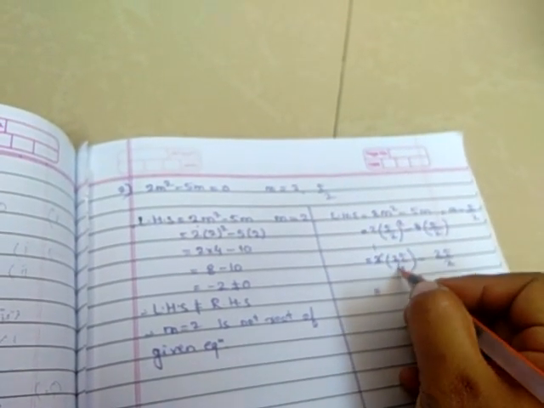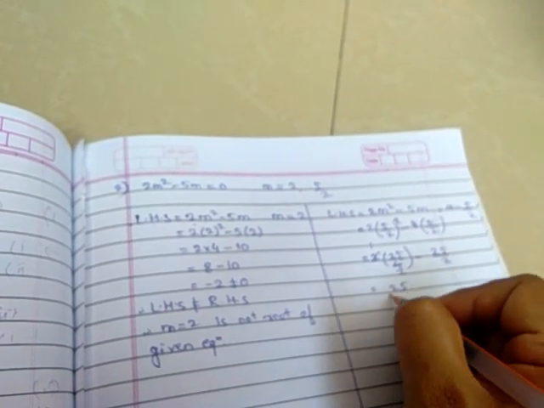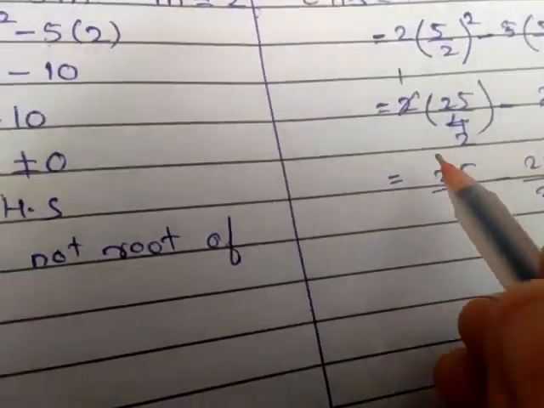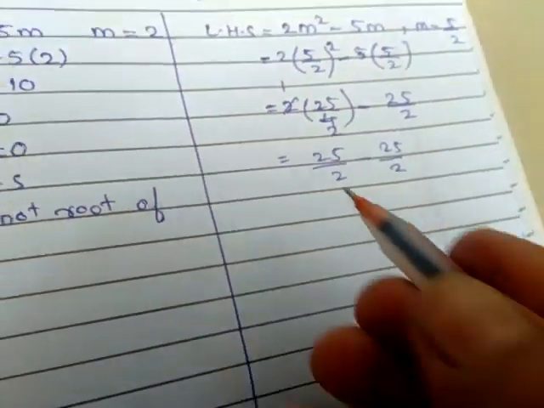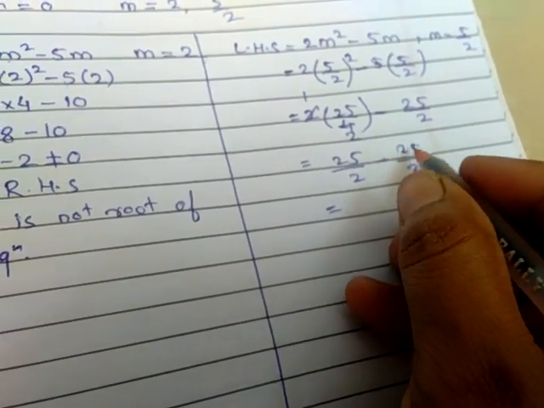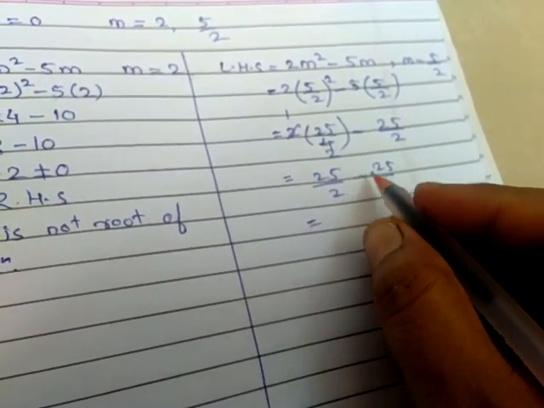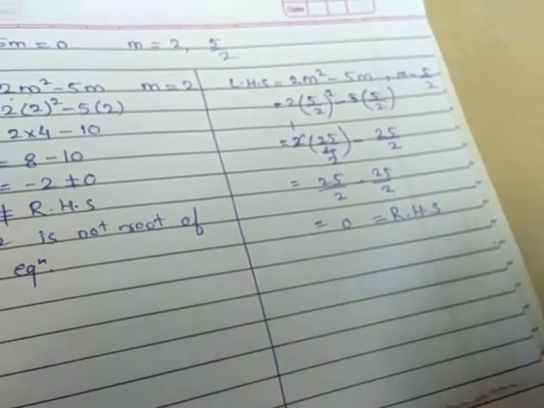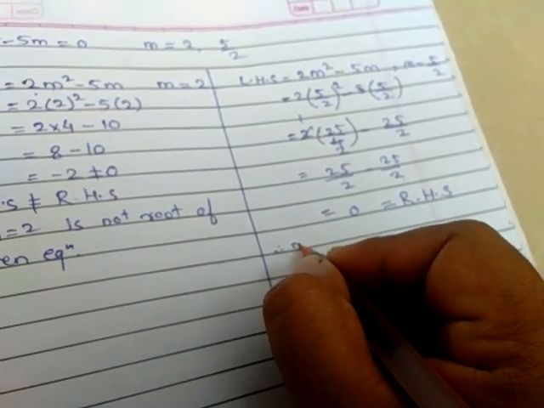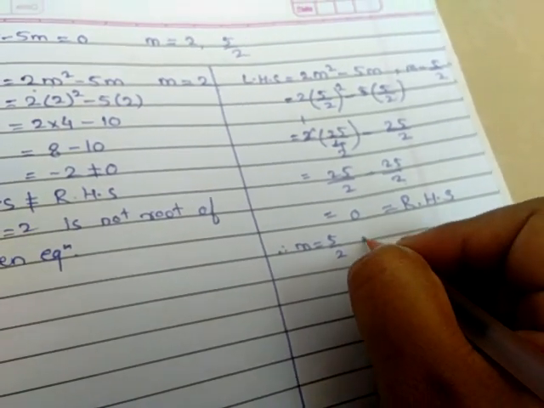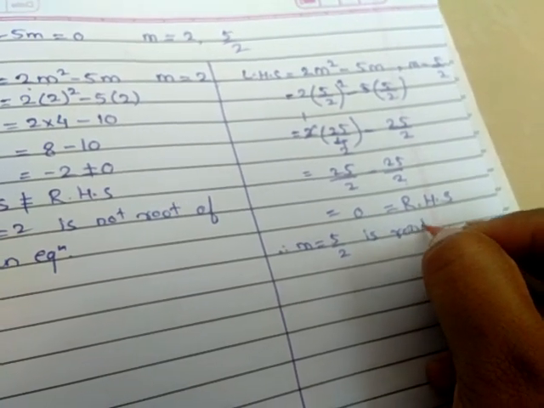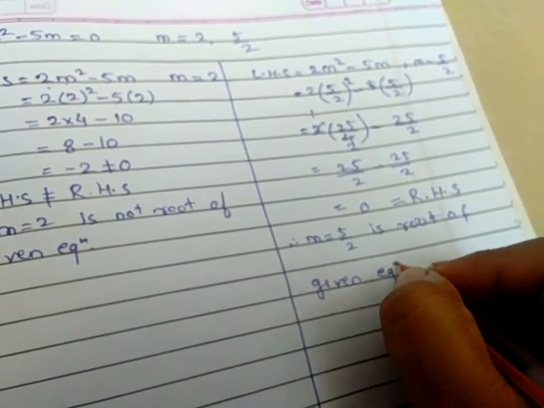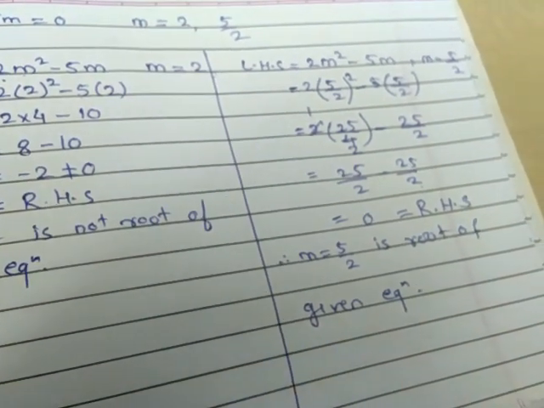So we can cancel: 2 ones are 2, 2 twos are 4, so we get 25 upon 2 minus 25 upon 2. Both are 25 upon 2, so 25 minus 25. 25 upon 2 minus 25 upon 2 gives 0, which is equal to our RHS. Therefore we can write m equals 5 upon 2 is a root of the given equation. So we have done our question number 4.